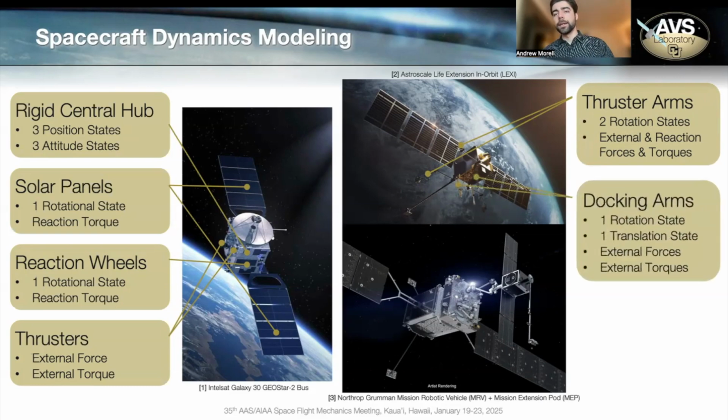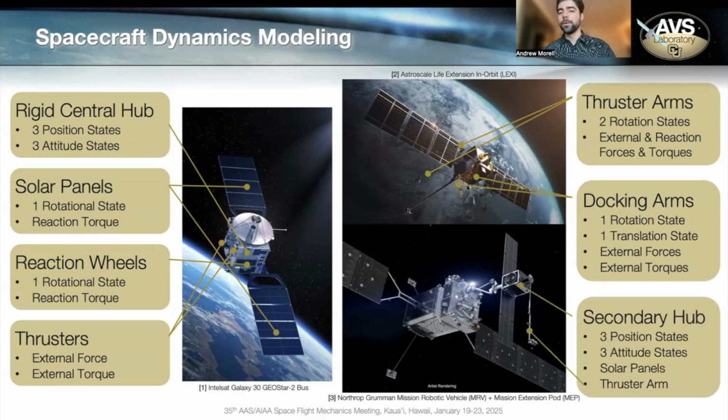We also see 4 docking arms on Astroscale's Lexi spacecraft, each of those having 1 translational and rotational degree of freedom. And now when they're grappled onto another vehicle, we'll be experiencing external forces and torques. And then in the bottom right-hand corner, we see Northrop Grumman's current mission architecture for on-orbit servicing, which has an entire secondary hub with its own position and attitude states, multi-degree of freedom solar panels, its own thruster arm. So we can see how we're seeing some more complex dynamical stacking on our vehicles.